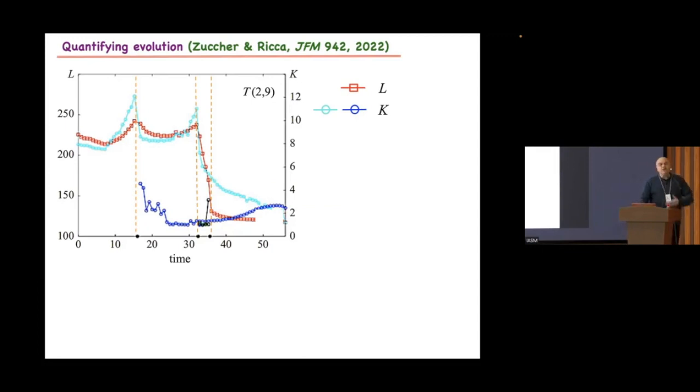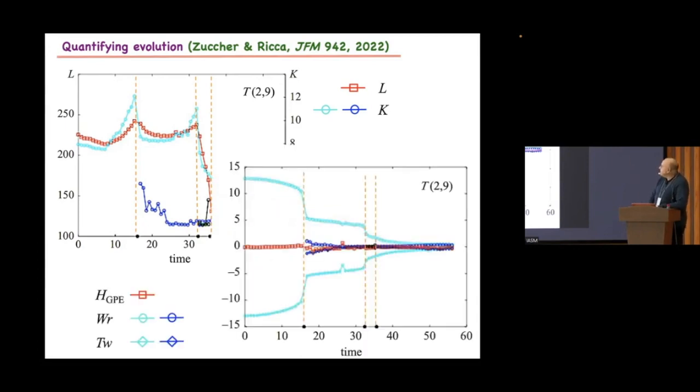Okay, this is the usual check, done on the 2-9 knot. Similar plots are available for all the knots and links we tested, and similarly for helicity. You have 0 helicity and contribution from writhe and twist as expected.